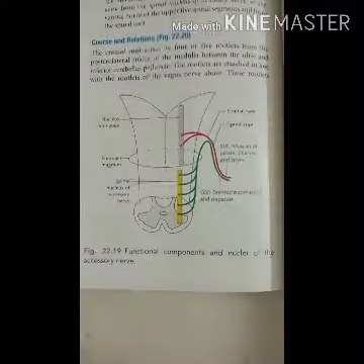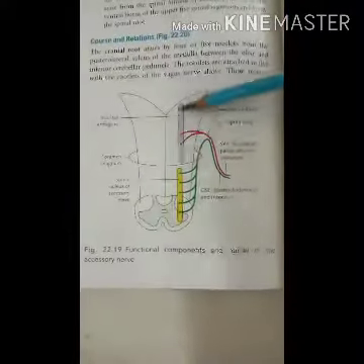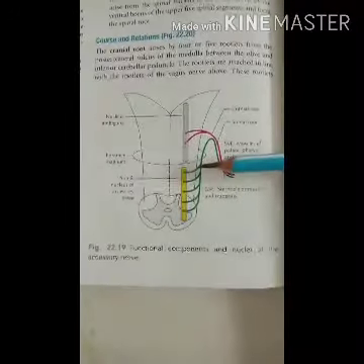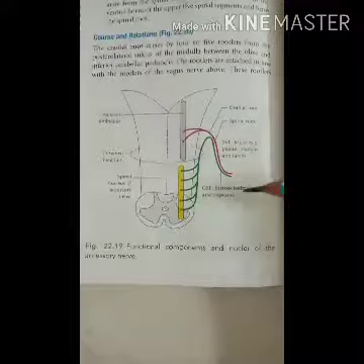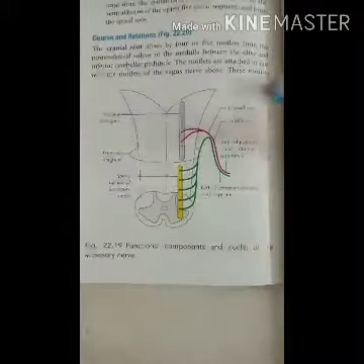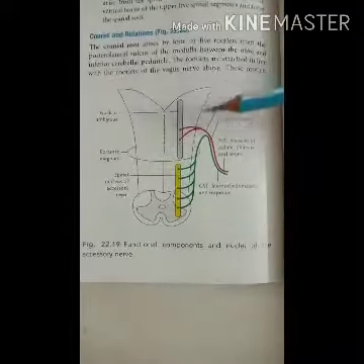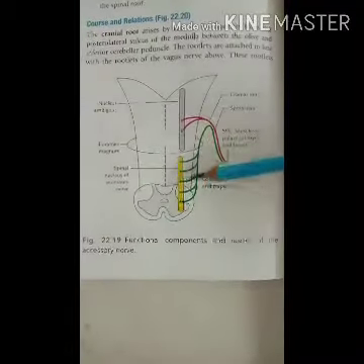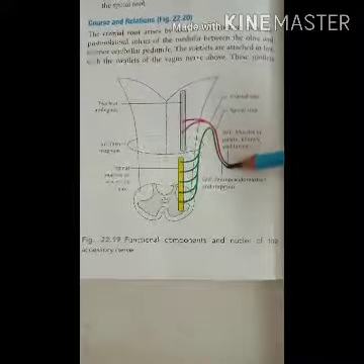So the next nerve, the spinal accessory nerve. It is the 11th cranial nerve and it is a purely motor nerve. It consists of two roots, the cranial and the spinal. Here you can see the cranial root in red color, and the spinal root in green color.